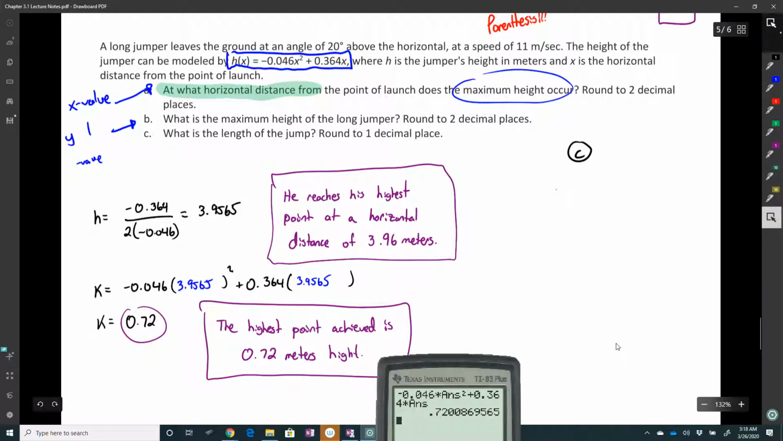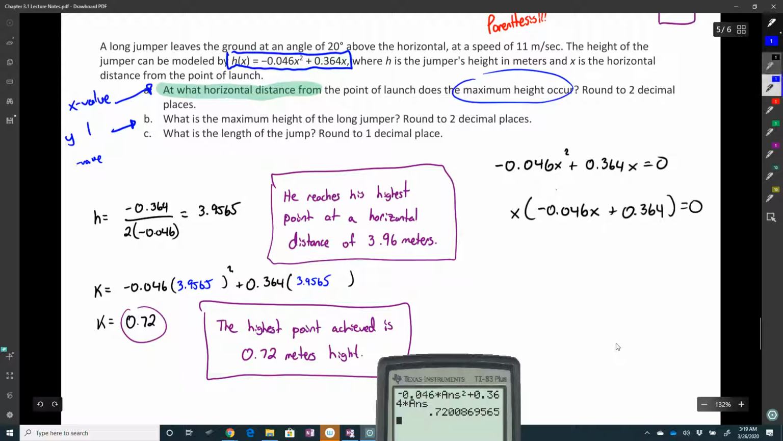All right. So for the x-intercept, you set the equation equal to 0. Now, since there's no plus c in this equation, notice that I can immediately just take out an x. And I get x times negative 0.046x plus 0.364 equals 0. So here we don't even need the quadratic formula.